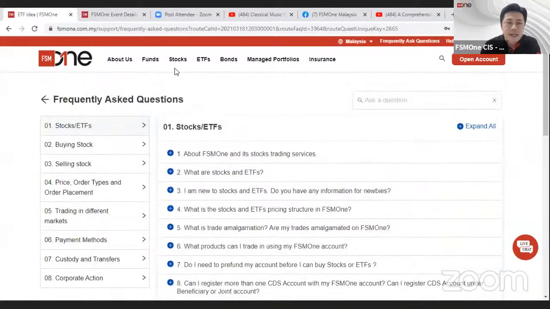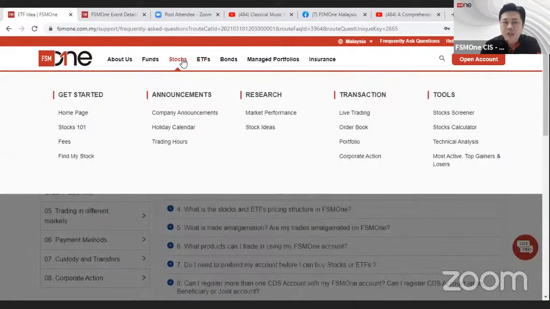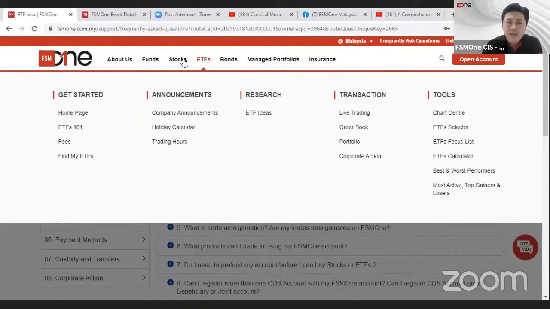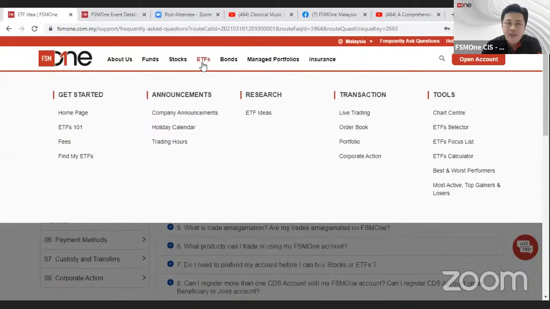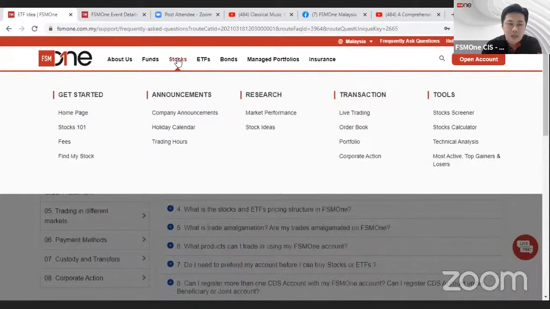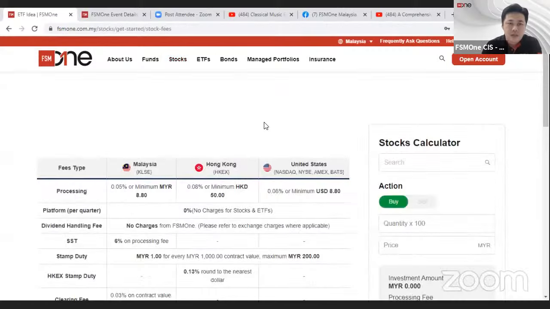Other than this, another thing that I would like to share with you is the stock calculator and ETF calculator. What you can do is point your mouse at this stock or ETF platform. The stock calculator is available at the fee tab and also the stock calculator tab. Or in ETF, it will be available under the fee tab and also the ETF calculator. So I will go through with you the stock calculator.